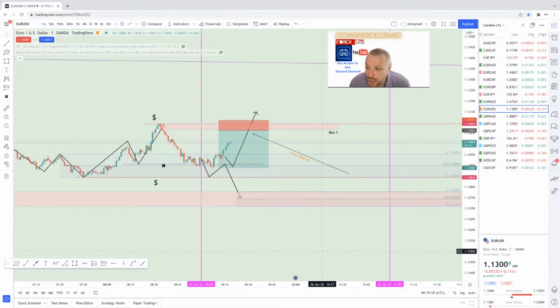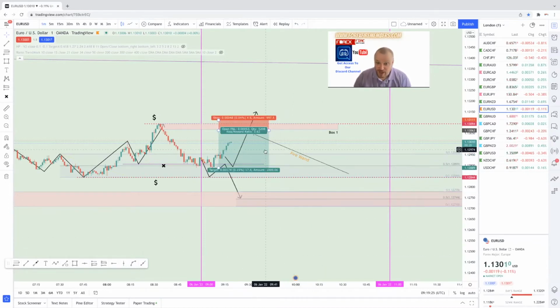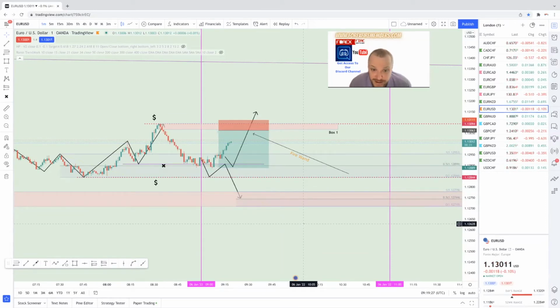Okay, if you're happy with a couple of percent, on this instance of 3%, if you were happy to grab that and you ended up getting that on a 0.25 risk to reward, okay, you're possibly going to get around 1% or so.